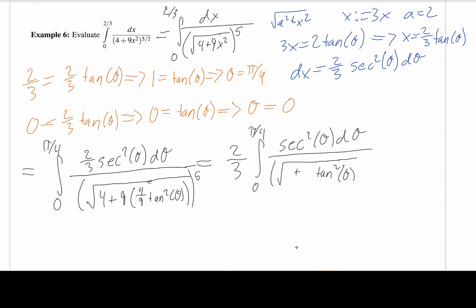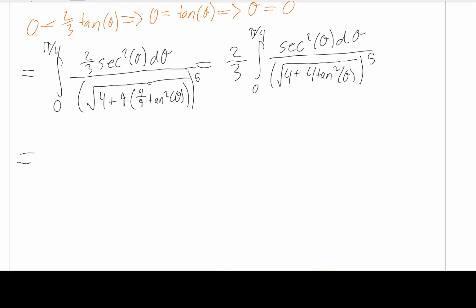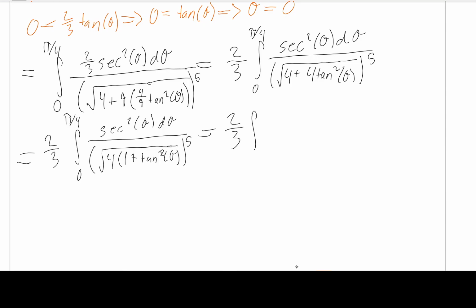So this is going to be, actually, give me 1 second. I'm going to be really careful when I do that. So the thing that I'm being really careful about is this exponent to the 5th. So this should be secant squared theta d theta. Then I'll have the square root, so I can factor the 4, so that gives me 4 times 1 plus tan squared theta to the 5th.